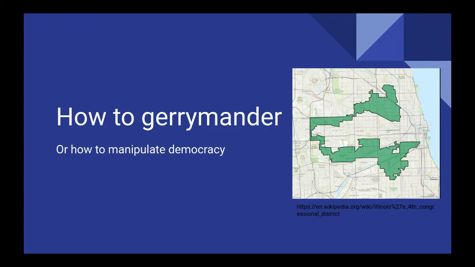Today is Monday, April 12, 2021, and today I'm going to take a look at how to gerrymander, or how to manipulate democracy. Here you see a map of Illinois 4th Congressional District, which is gerrymandered and has a weird shape. It gives a hint about what gerrymandering is about.